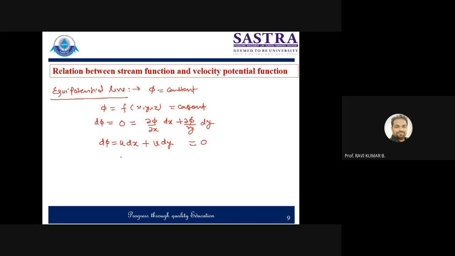If you put this equal to 0, you can find out dy by dx, right? This is called slope, right? When φ is equal to constant, it is nothing but minus u divided by v. So this is the slope for the equipotential line. You can say equation number 1.